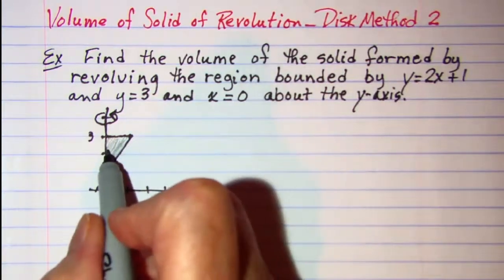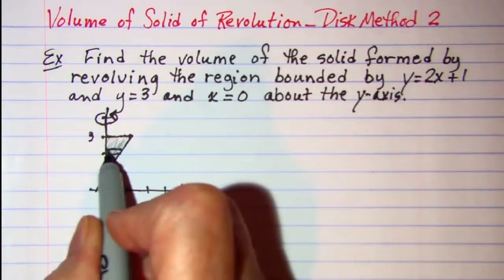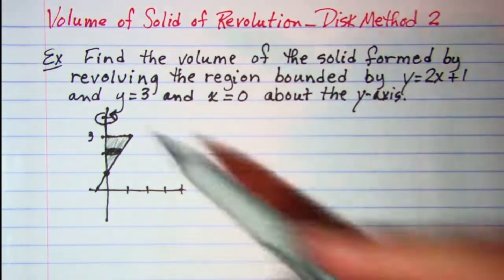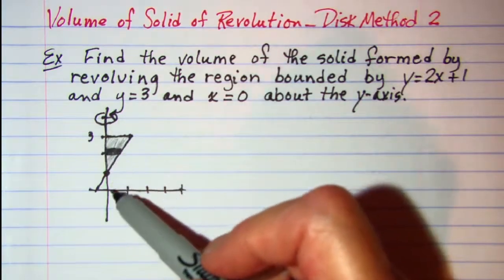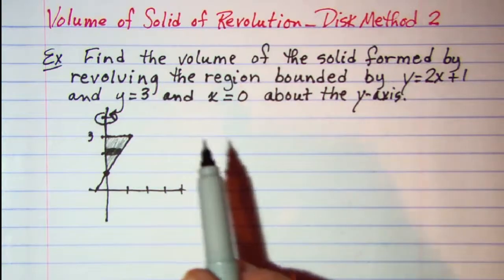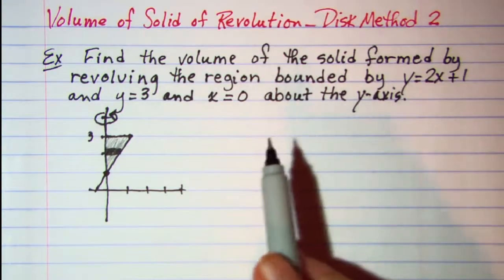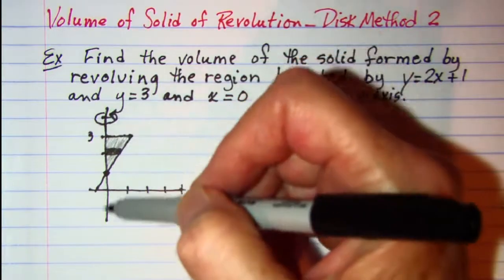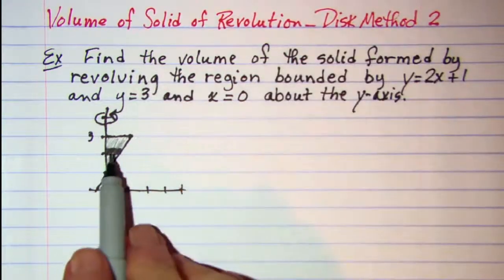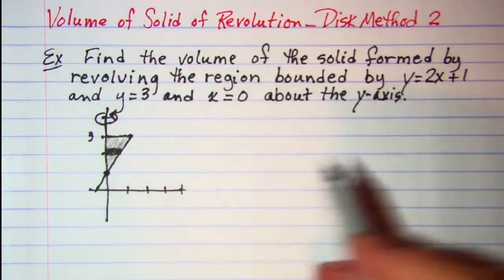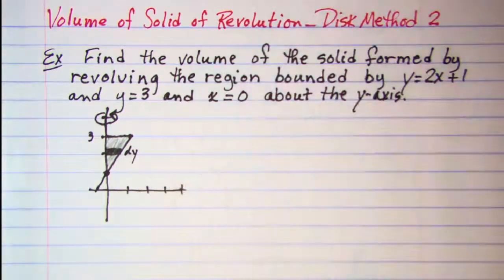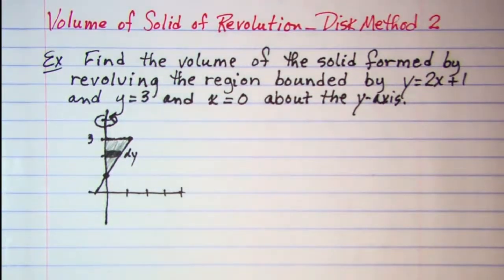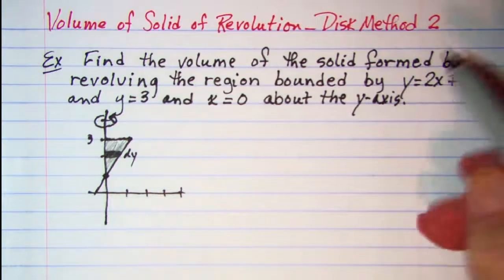So we want a representative rectangle which is horizontal. Your representative rectangle that you're revolving will always be perpendicular to the axis of revolution when you're using the disk method. So my axis this time is a vertical axis, so my rectangle is horizontal. I also see that the width of my rectangle is dy. So I need to do the integration with respect to y.